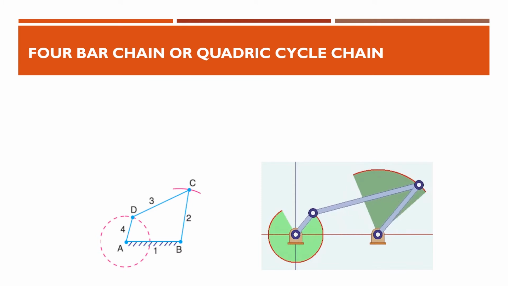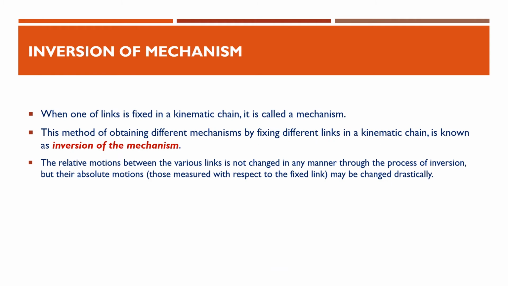So if there are n links, we can get n number of mechanisms by fixing several links one at a time. This is basically the inversion of the mechanism, and one point you need to note is that the relative motion won't be affected, but the absolute motion will be drastically altered in this process, in the process of inversion.